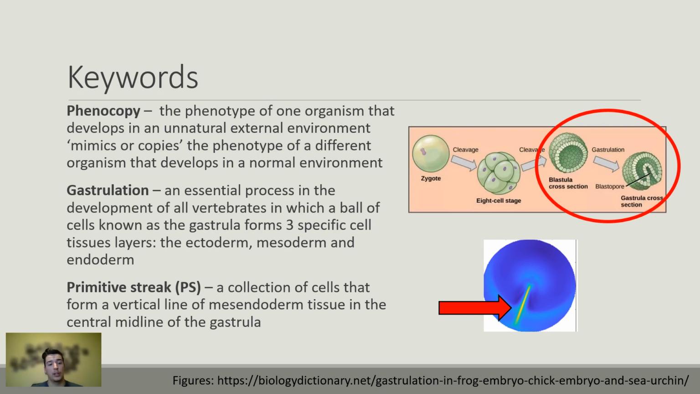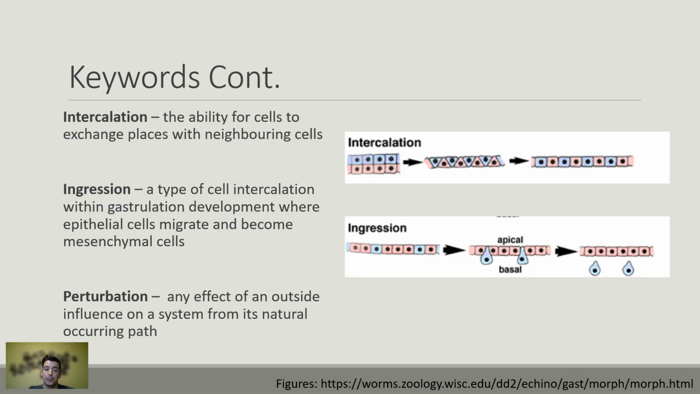The third keyword I like to describe is the primitive streak. A primitive streak is a collection of cells that forms a vertical line of mesoendoderm tissue in the central midline of the gastrula. If we look at the top picture, we see the gastrula cross section, and that folding in on itself is like a primitive streak. It's the midline part of mesoendodermal tissue. In the picture below, the yellow line represents a primitive streak, and any further yellow lines will be primitive streaks in this presentation.